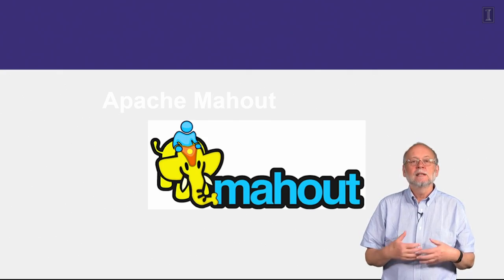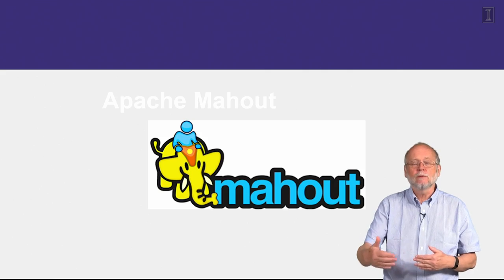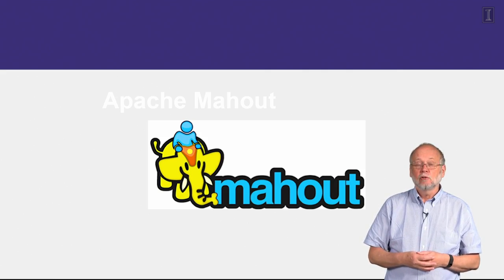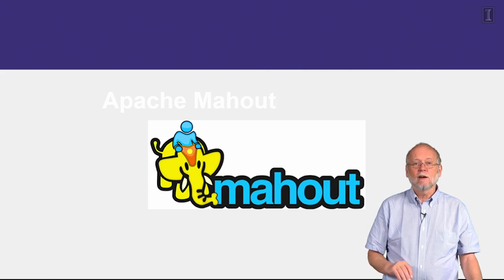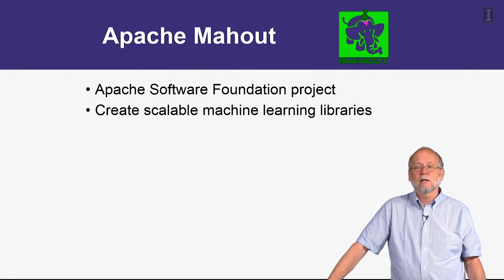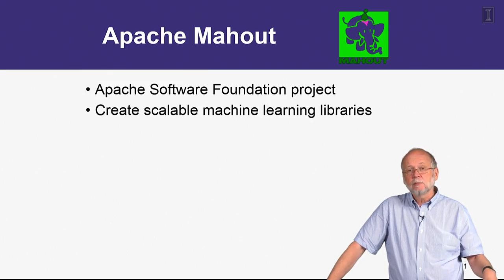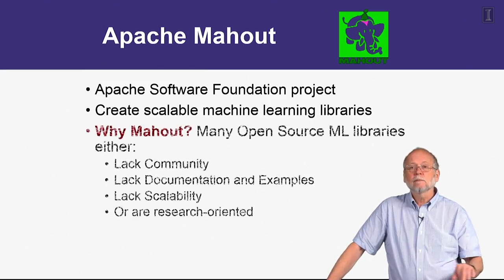Mahout is a sort of standard tool. It's a bunch of packages that allow you to do all of the different machine learning algorithms that we discussed earlier on. And I'm going to give you several examples of how that operates. But first, let's just look at Mahout, what it is. It's, again, a foundation project, and it's a library project in this case. It's a set of libraries that you can call from an interface to do all of this machine learning.